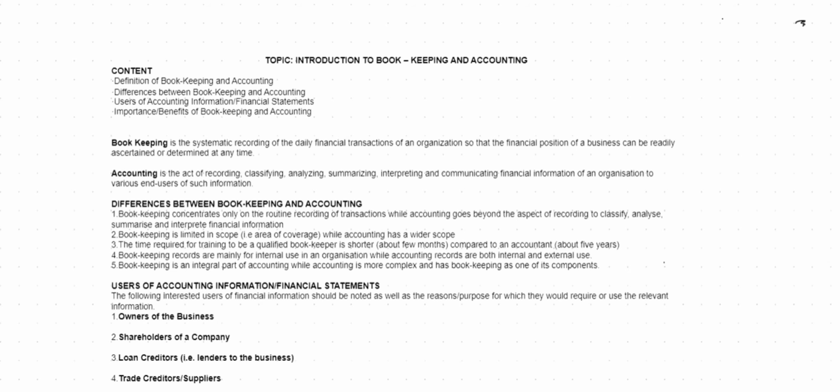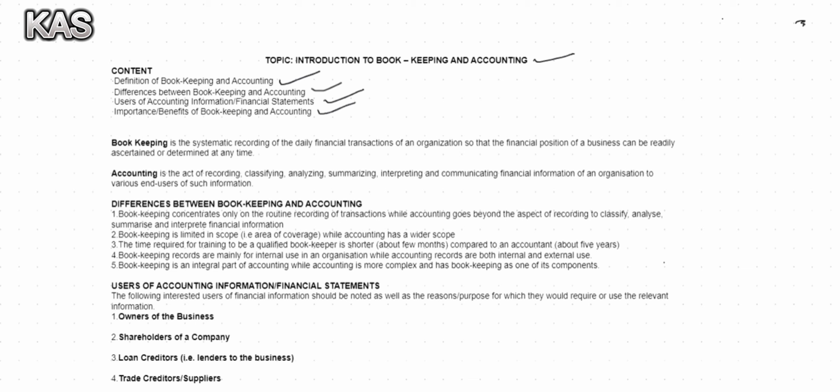Okay, good afternoon, class. Today we are going to look at introduction to bookkeeping and accounting. Under this topic, we shall look at the definition of bookkeeping and accounting, the difference between bookkeeping and accounting, and the users of accounting information or financial statements. And finally, we shall look at the importance or benefit of bookkeeping and accounting.